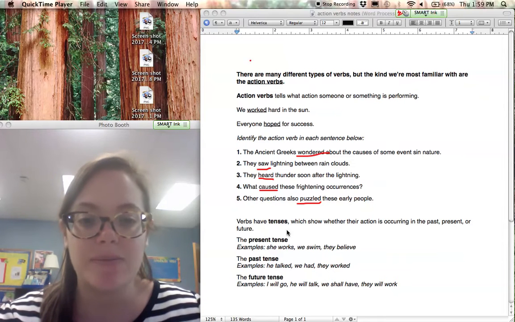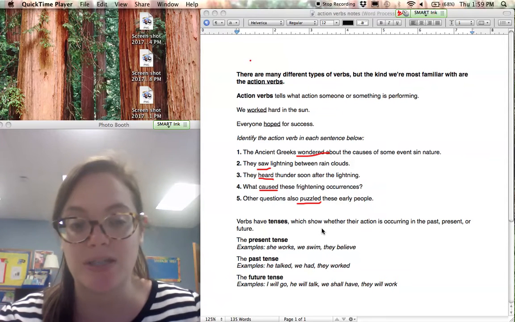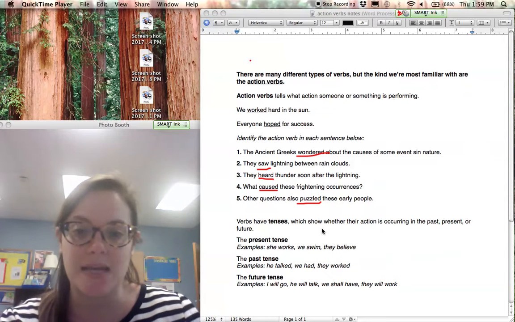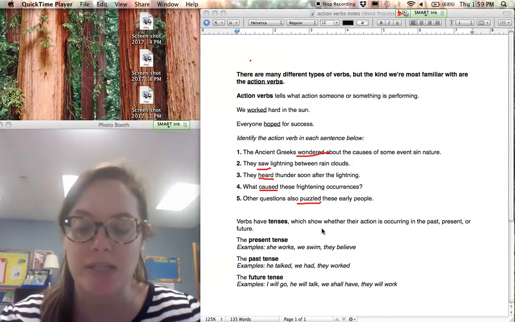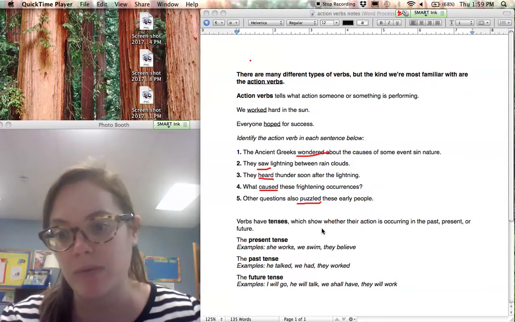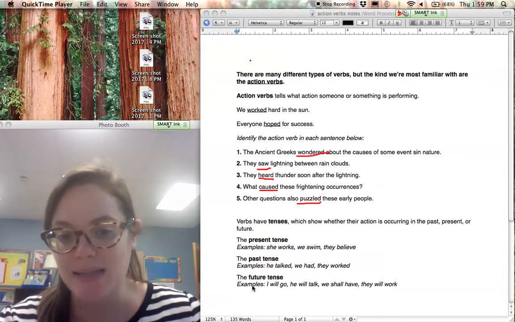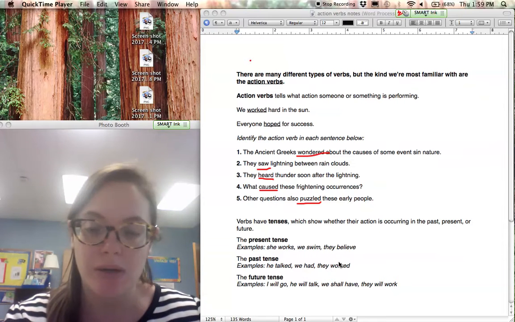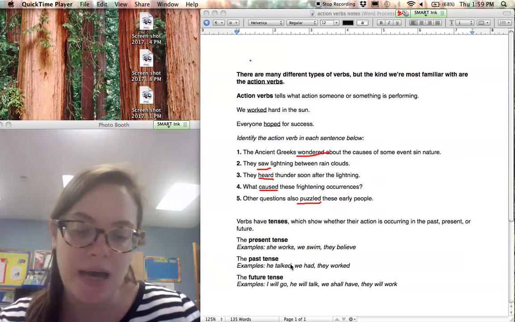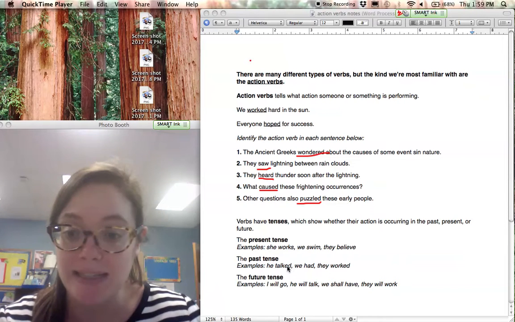Now, verbs have tenses, which show whether their action is occurring in the past, present, or future. Okay, so if it's the present tense, we'll say things like she works, we swim, they believe. That means something is happening right now. Okay, now past tense, he talked, we had, they worked. That means something has already happened.